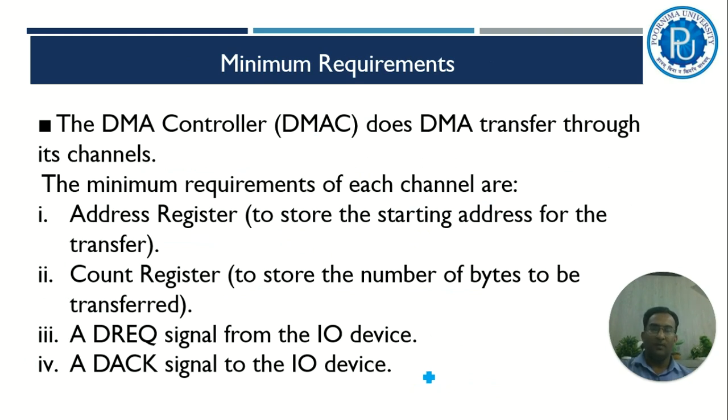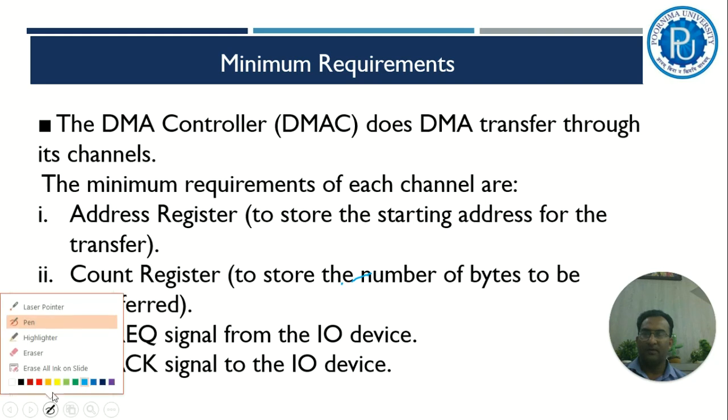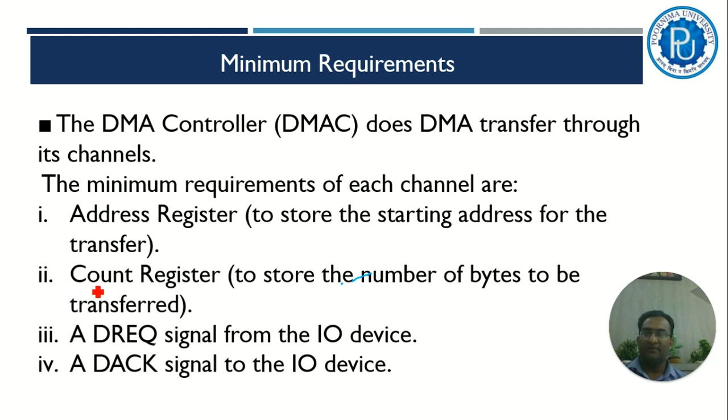Now, what are the minimum requirements for the DMA controller? The DMA controller does DMA transfer through its channel. So the minimum requirements are: an address register to hold the initial address, that is, to store the starting address for the transfer. Then a counter register, which holds the number of bytes you want to transfer.